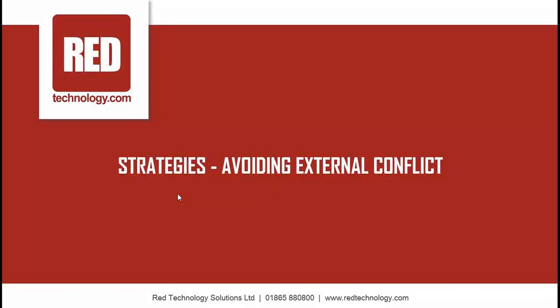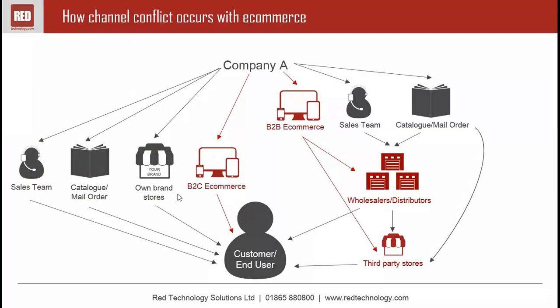So if we look at external conflicts, this one is a lot more complex to deal with. Here we've got the B2B launch coming in, and the very first conflict you can get is that if you're going to bypass the distributor and go to the third party stores, then you're going to get conflict from the trade. And you also get that from the B2C side as well. So if you're launching direct, everyone gets very nervous that you're just going to bypass them on that side.